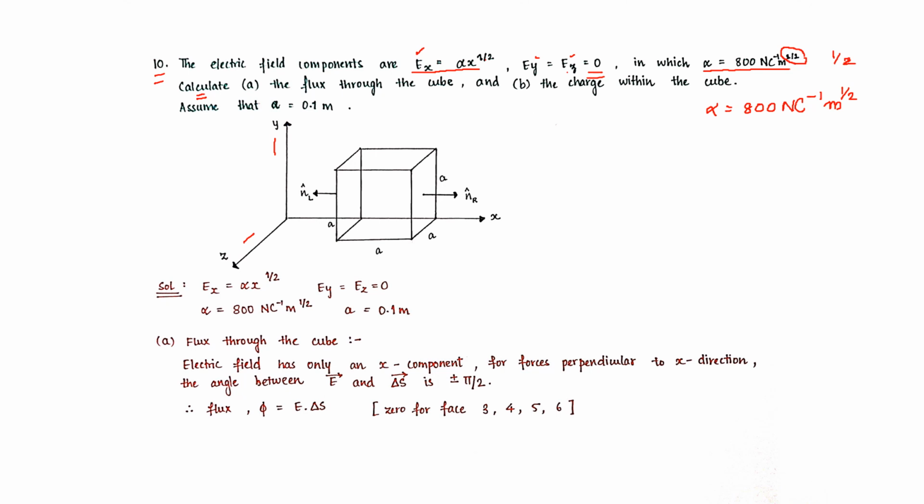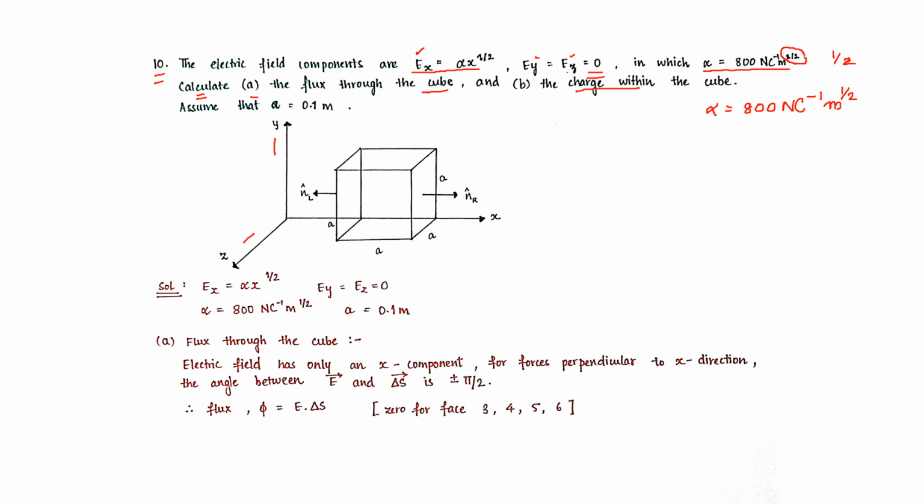First, option A is the flux through the cube. What is the number of electric field lines coming from the given surface? Second, the charge within the cube. Within this cube, what is the charge held by this cube?